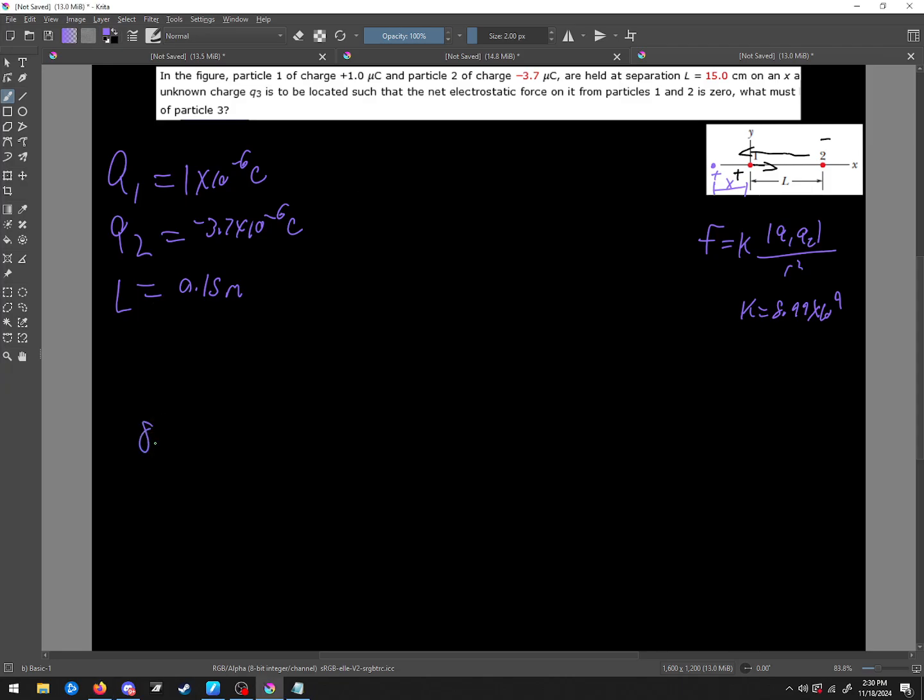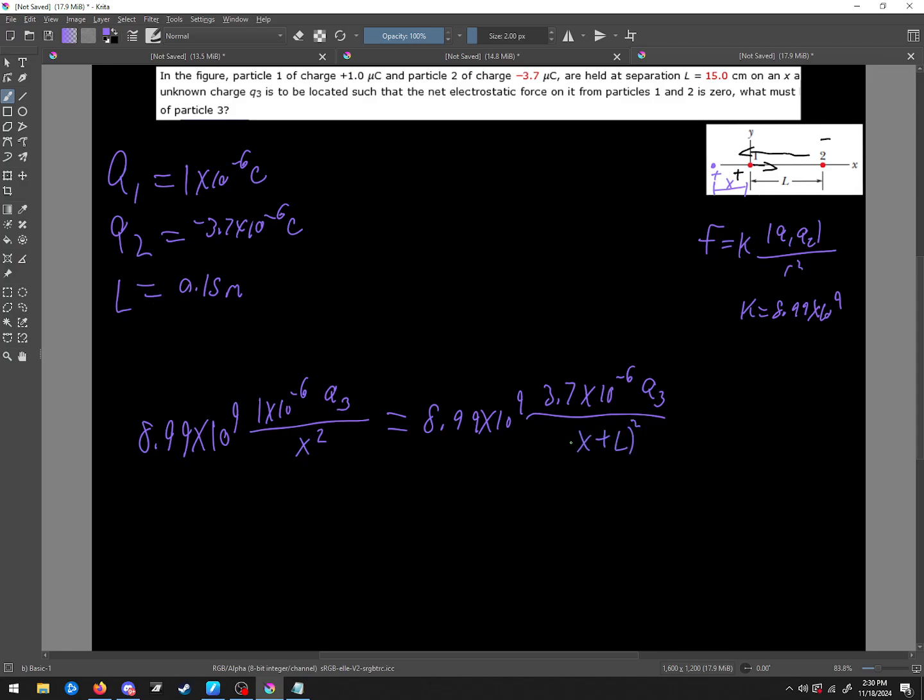So plugging this in, we have 8.99 times 10 to the 9th, times 1 times 10 to the negative 6, q3, over distance x, because this is q1, q3, which is right here. And this is going to be equal to 8.99 times 10 to the 9th, times 3.7 times 10 to the negative 6, q3, over x plus L squared, whole thing.